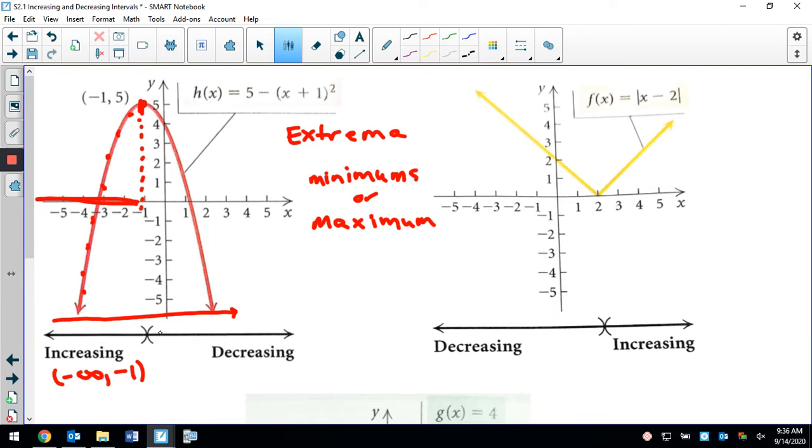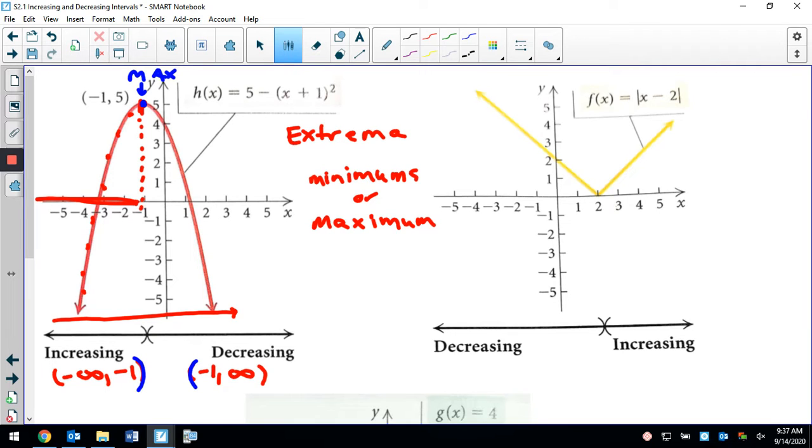Once we hit that high point, it starts decreasing. So it is a decreasing interval from -1 to +infinity. And when we're talking about these intervals, make sure you're using parentheses at our ending values here, because we're not talking about what's happening at that actual location, because nothing is really happening, it's just a point. But across the interval from -infinity to -1, it is increasing. And then from -1 to +infinity, it is decreasing. And this point here is referred to as a maximum.